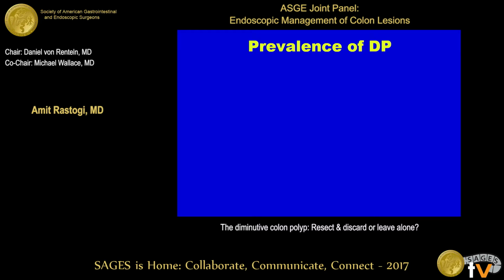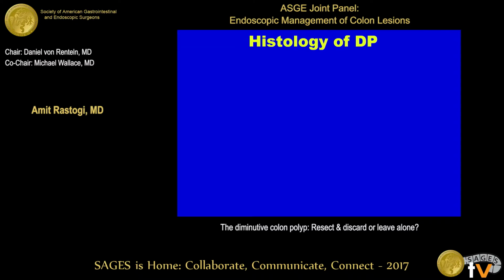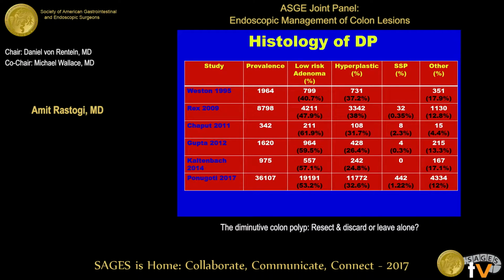So if you look at the prevalence of diminutive polyps, and this is just a snapshot of some of the studies over the last couple of decades, you see that the number of diminutive polyps that we find per patient undergoing screening exams is anywhere from 0.21 to 2.61 diminutive polyps per patient. So quite a wide range, but definitely around at least one or more than one diminutive polyp per patient is detected. If you look at the histology of these diminutive polyps, about 40 to 60% of them are low-risk adenomas.